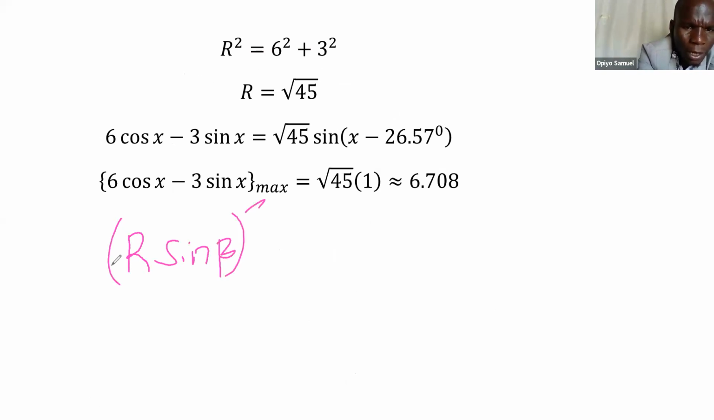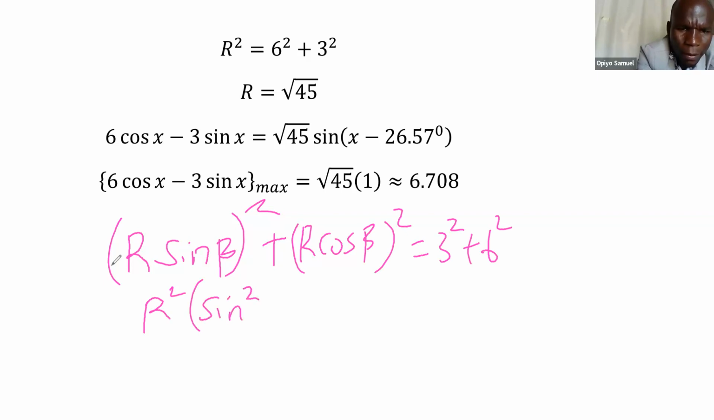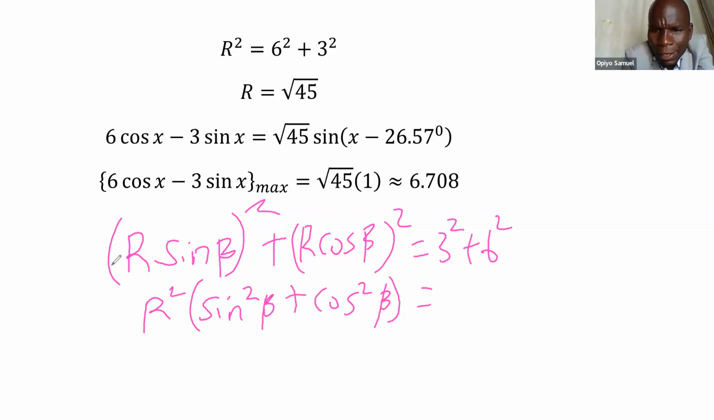This one square plus R cos beta squared equals 3 squared plus 6 squared. So we get R squared into, when we square this, sine squared beta plus cos squared beta equals, this is 3 squared 9, 9 plus 16, 25.